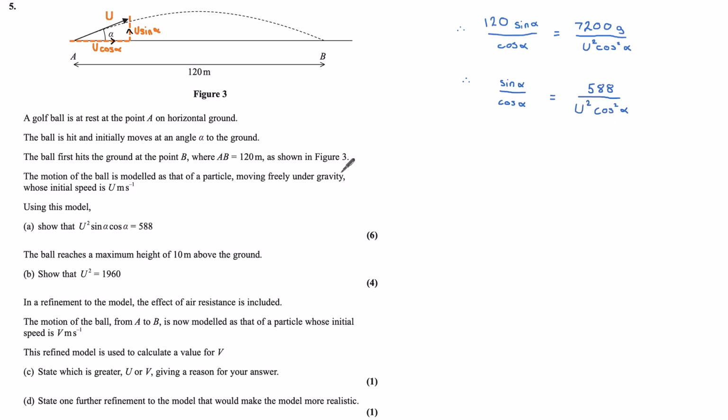I just want the 588, so let's multiply up through by the u squared cos squared alpha, so multiplying both sides by u squared cos squared alpha. On the left, one cos alpha will cancel to leave me with u squared sine alpha cos alpha, and on the right I'll have 588, which is what I wanted to show.